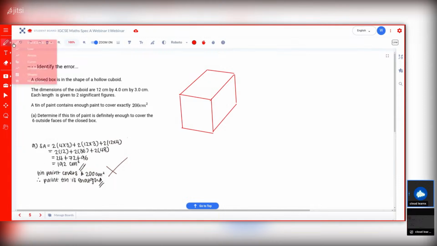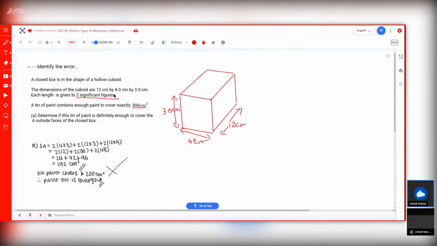And they've given the dimensions. So I'll say that's 12 centimeters, 4 centimeters, 3 centimeters, 3.0. Now, it seems like what you should do is find the surface area, right? And see if 110 exceeds that or is less than that. Seems very simple. But notice this.